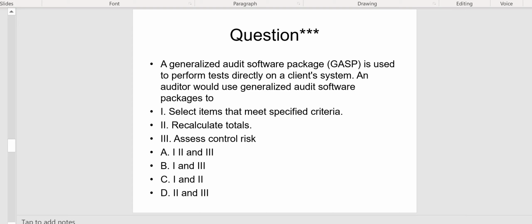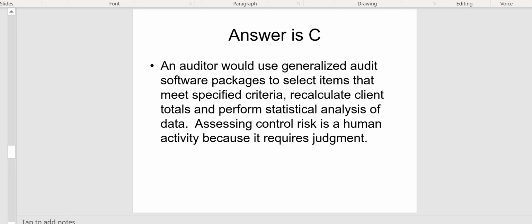An auditor would use generalized audit software packages to 1. Select items that meet specified criteria, yes. Recalculate totals, yes. Assess control risk, be careful. We said that only a person could do that. So I'm liking 1 and 2, but not all 3. Let's go with C. Assessing control risk is a human activity that requires judgment.